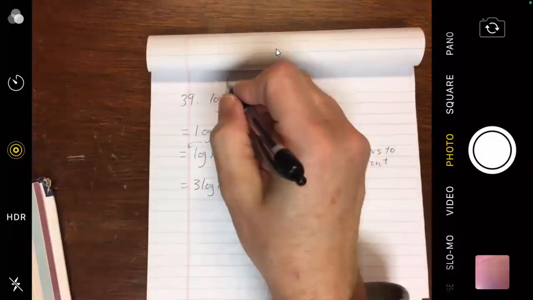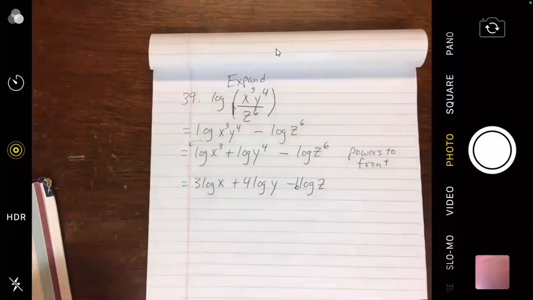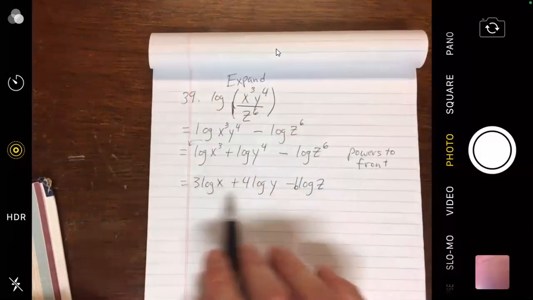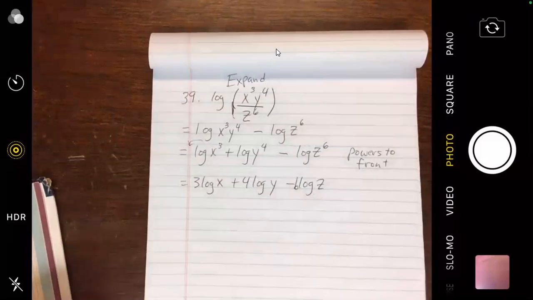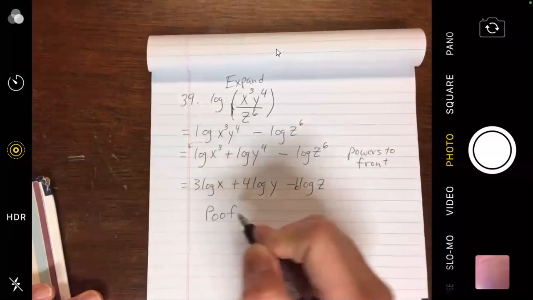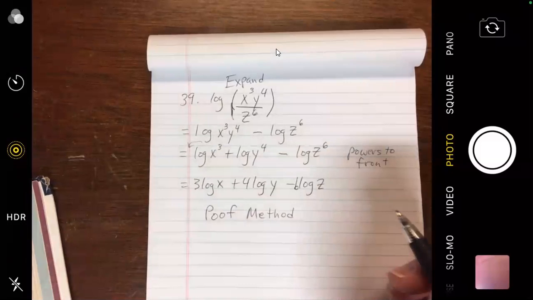The directions were to expand, and that's how it's done. Now, that's written out, all explained, what you should get. There are people, I've run into them, who say, I hate all that writing. Can't I just do it? Yeah, you can. I call it the poof method. Poof method. Just write it down.